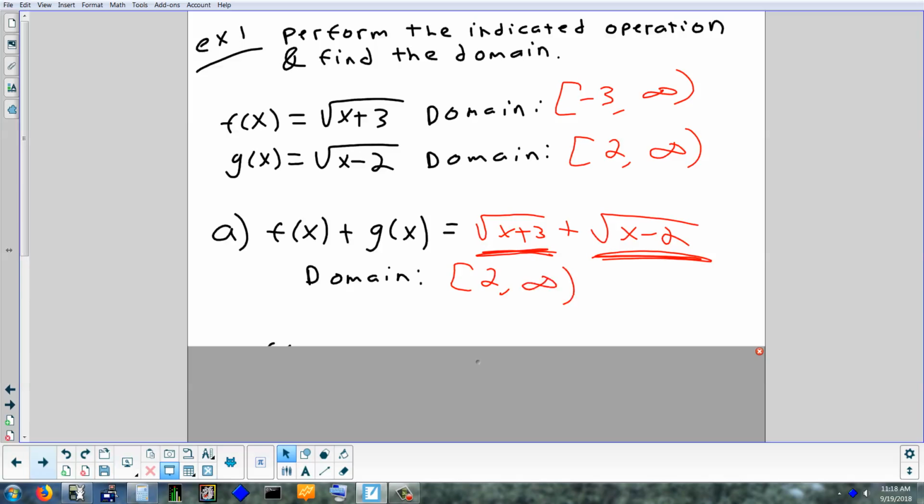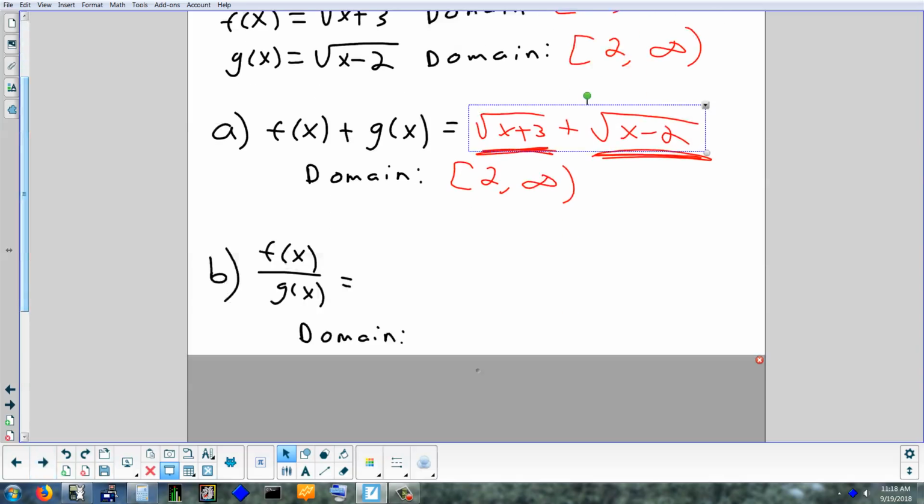And if you're thinking, well, I could use 0 in the first one, sure. 0 plus 3 is okay. But you can't use 0 in the second one. Okay. It's got to work in both. So that's the domain. Any question on that?